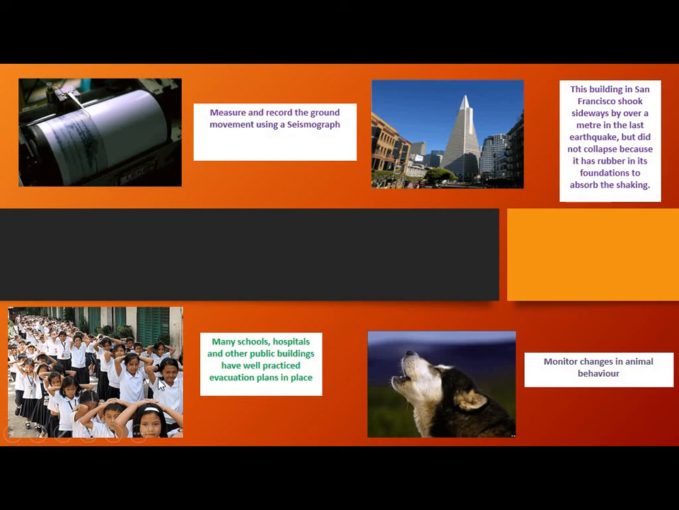Here, many schools, hospitals and other public buildings have well-practiced evacuation plans in place, similar to the school where we have the fire drill if a fire happens. And next, some scientists, in a very old fashioned way of doing it without technology, monitor changes in animal behavior.